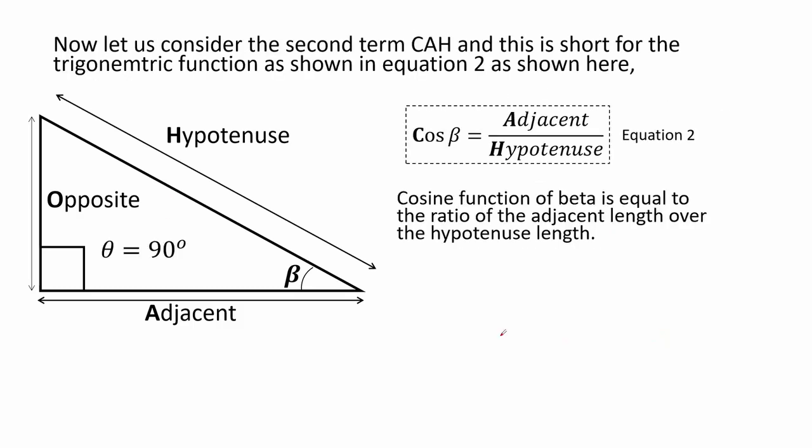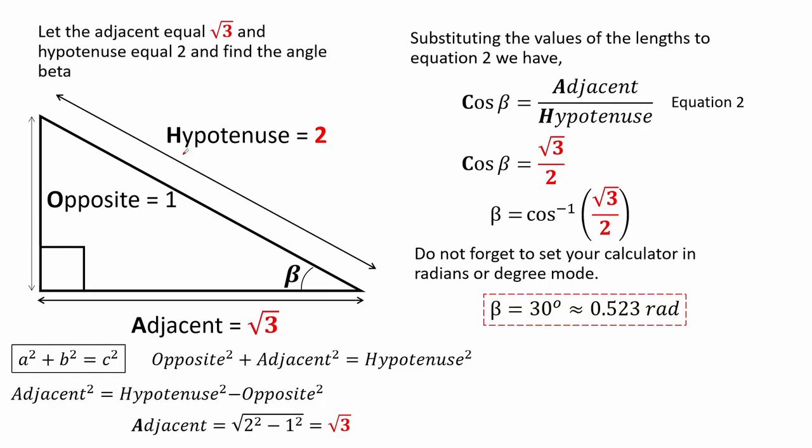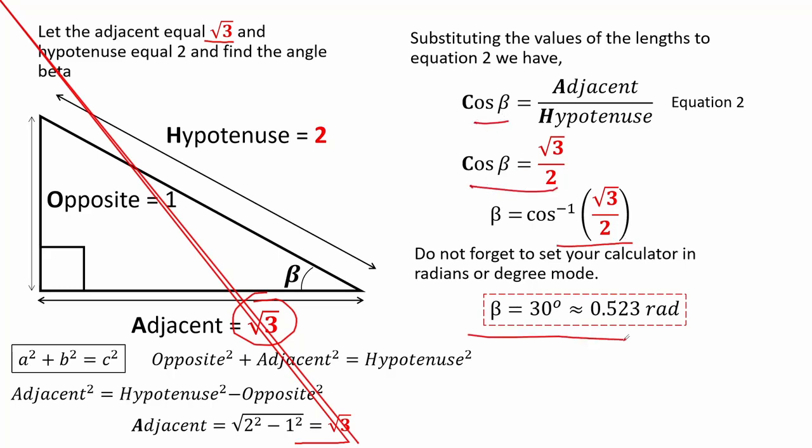Now let us consider the second term CAH, which is short for the trigonometric function as shown in equation 2. The cosine function of beta is equal to the ratio of the adjacent length over the hypotenuse length. Let the adjacent equal square root of 3, which we obtained using the Pythagorean theorem. We substitute the values of the hypotenuse and adjacent into equation 2 and we get that the beta angle is equal to 30 degrees, or about 0.523 radians.